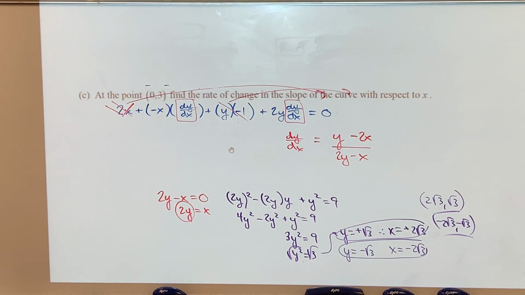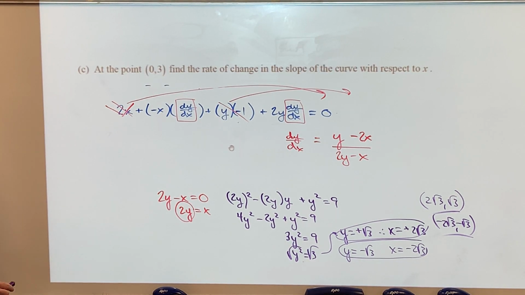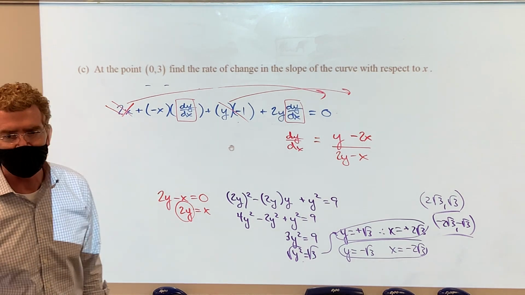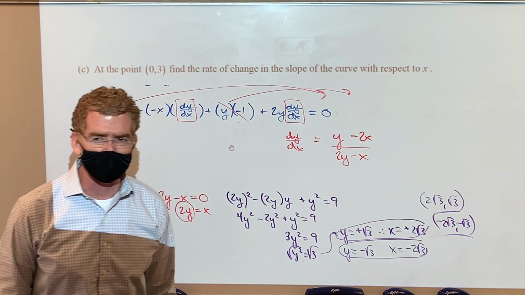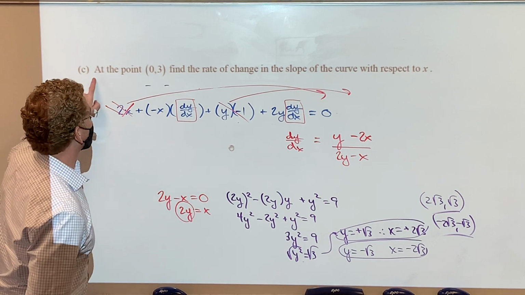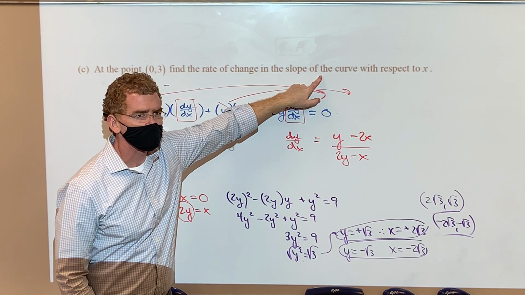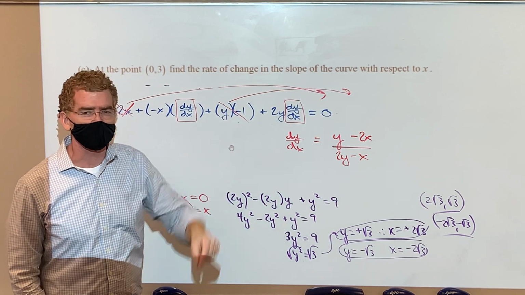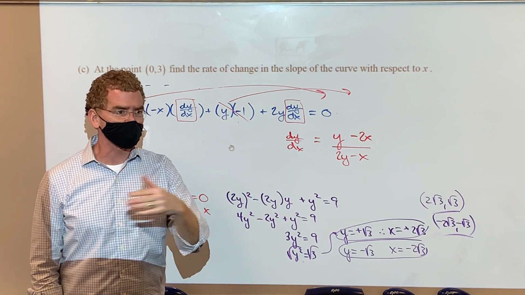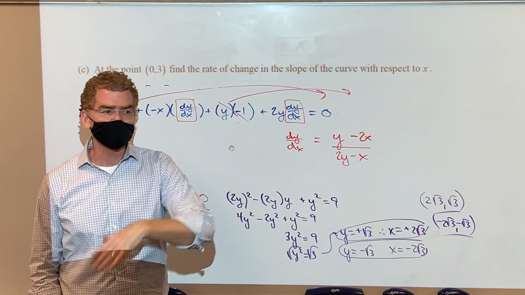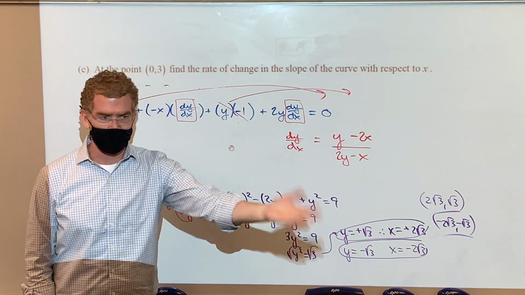And then on part C, it says at the point 0, comma 3, find the rate of change in the slope of the curve with respect to x. Now this is your first glance at AP starting to get a little dirty with you. It kind of looks like they're saying find the slope. But what did they say? The rate of change of the slope. The rate of change means slope. So rate of change of slope means slope of slope.